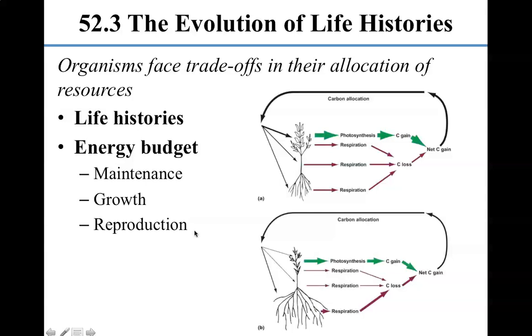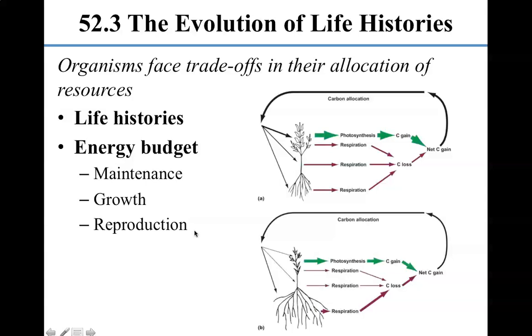So these different life histories are influenced by energy budgets. The energy budget is the total amount of energy that an organism can accumulate and use to fuel its activities. So each organism can use energy. If you're an oak tree, you're going to be using sunlight and water and CO2. If you're a sheep, you're going to be getting energy from the grass that you're eating.